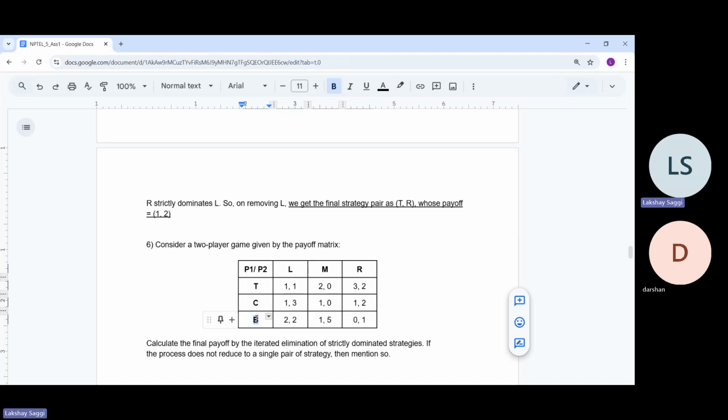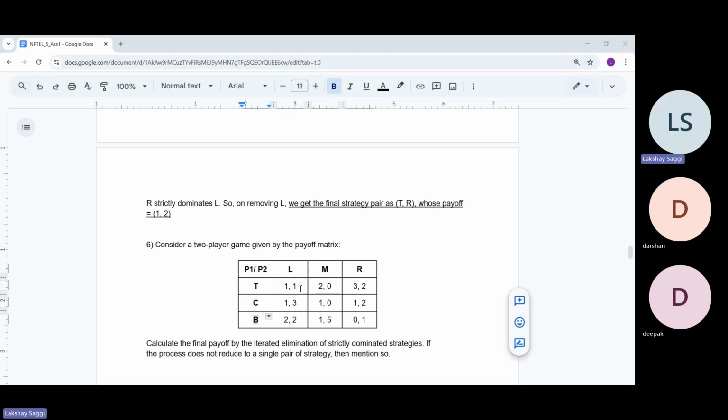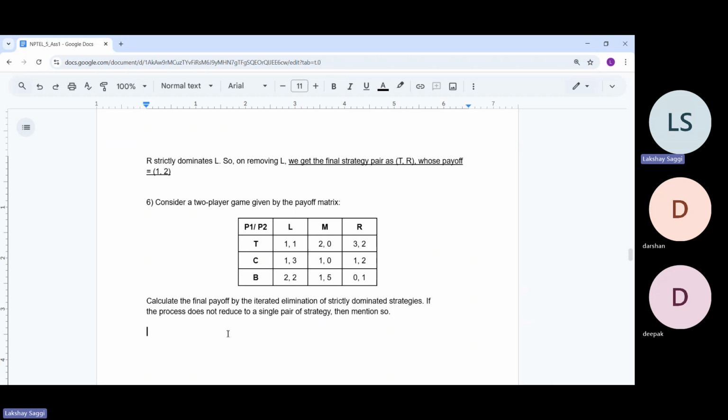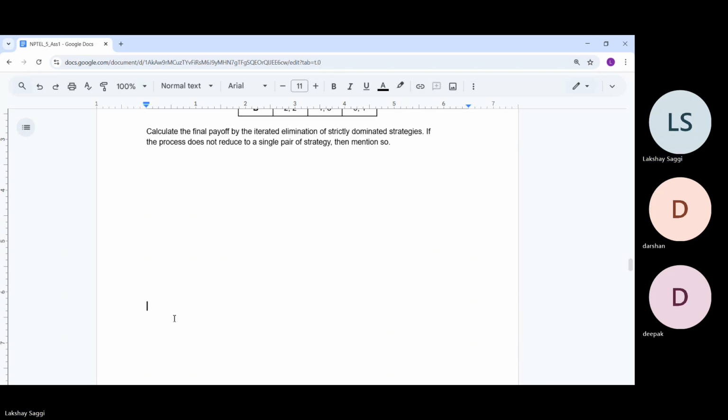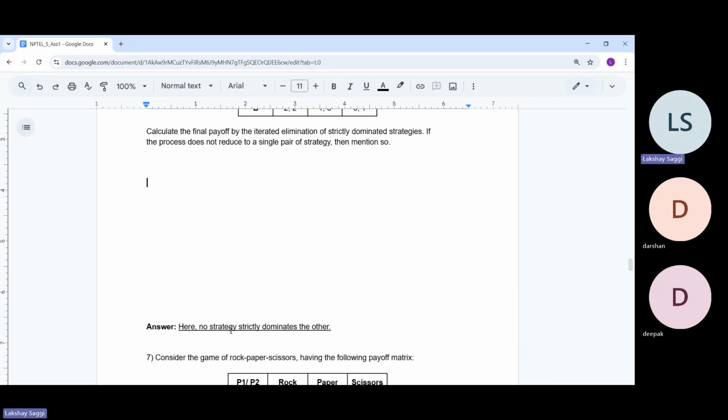So we checked all pairs of strategies, all the column strategies and all the row strategies, and we were not able to find any pair in which there was strict dominance. So that's why, for this question, the process does not reduce to a single pair of strategies, because there is no strictly dominated strategy. So in this question, we can just answer: no strategy strictly dominates the other.